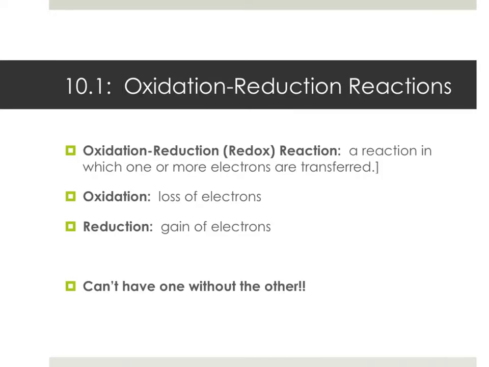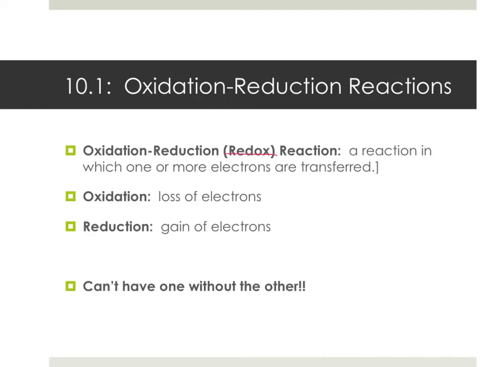Let's start by defining the terms oxidation and reduction. This is why we're learning to assign oxidation numbers, so let's start there. An oxidation and reduction reaction is a reaction in which one or more electrons are transferred. We often refer to these as redox reactions. We can't have a reaction where oxidation occurs without also having reduction occurring.